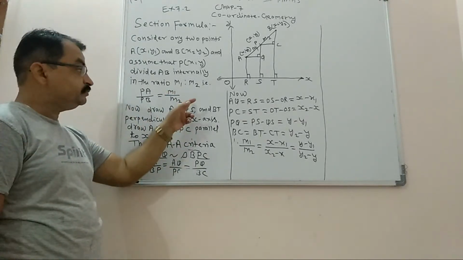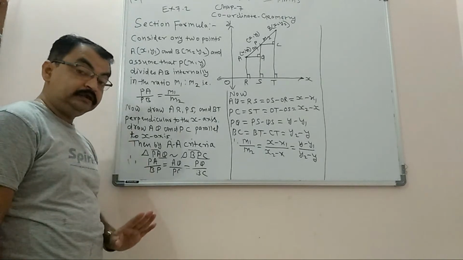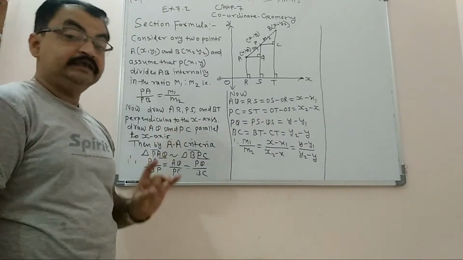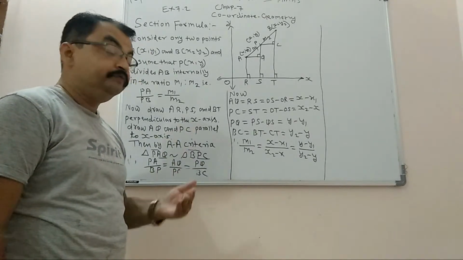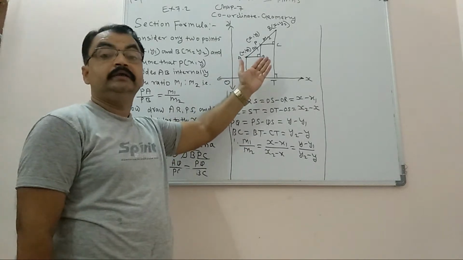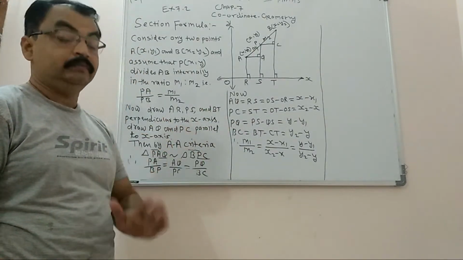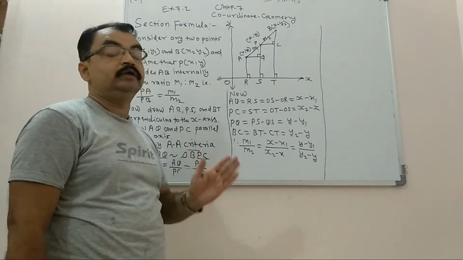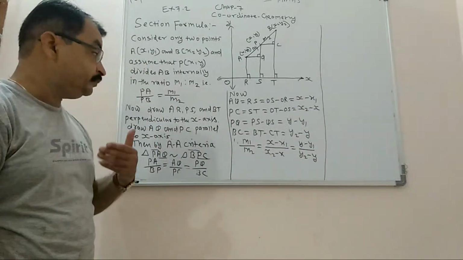I hope this much is clear to you, right? Take a line segment AB, whose end point A is x1, y1, B is x2, y2, and the third point P(x, y) divides AB in different ratio as M1 and M2. So PA upon PB will be equal to M1 upon M2. Clear? Okay. Should I proceed further?